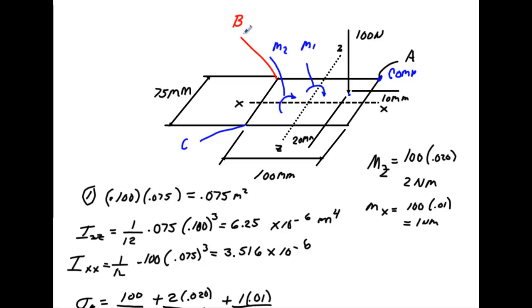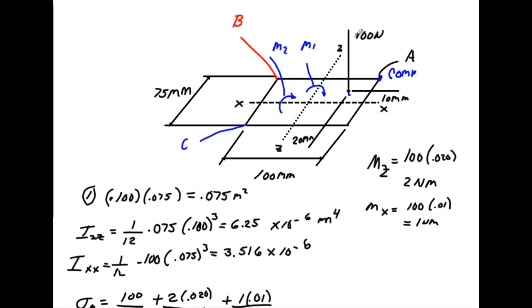This is causing compression. I don't get too tied up about the signs. If I'm going to make 100 divided by the area positive, then that means that's compression, and then anything that comes up negative would be tension. So if my answer comes up negative, then I know it's in tension. If my answer comes up positive, then I know it's compression.